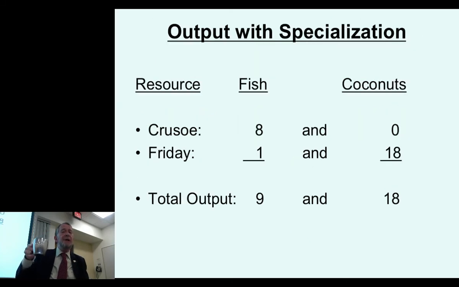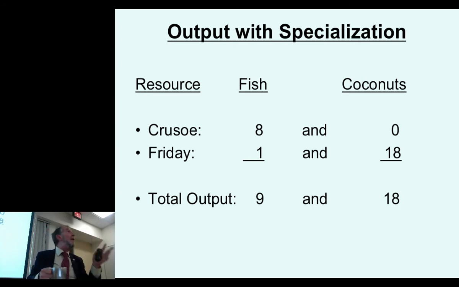So I would have him specialize and produce 8 fish. That's his maximum. If he does that, it's 0 coconuts. And then, because I wanted to get to 9, I'll have Friday produce 1 fish, and then I get 9 fish as the output. But now, we've taken care of Caruso. He's 8 and 0. When we look over at Friday, if he produces 1 fish, how many coconuts can he produce? 18. Excellent, 18. Because remember, his give-up ratio is 1-to-2. And so after organizing according to comparative advantage, I now get 9 fish and 18 coconuts.